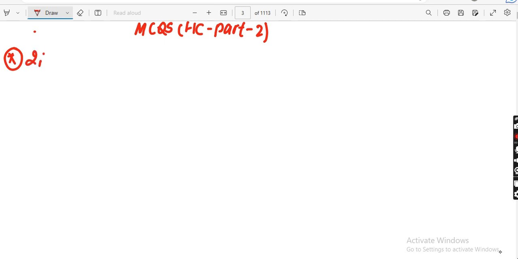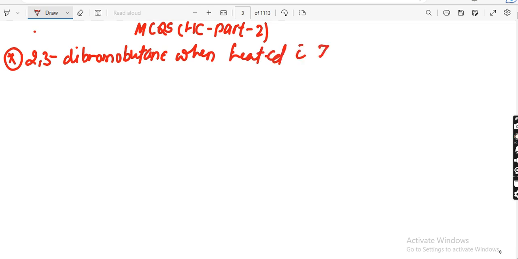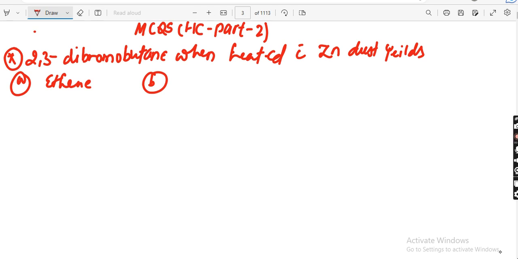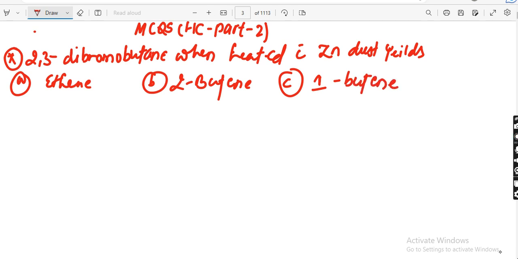So now today, 2,3 dibromobutane, okay? 2,3 dibromobutane when heated with zinc dust yields: A is ethene, B is 2-butene, C is 1-butene, and D is butane.